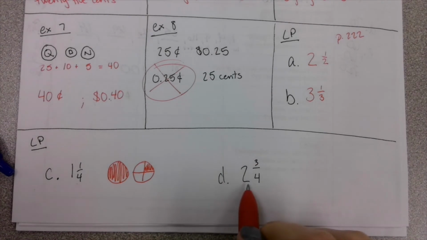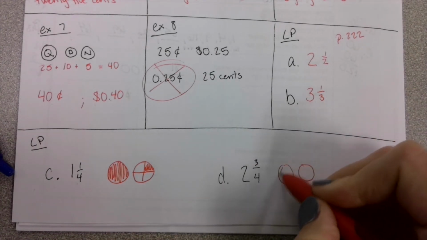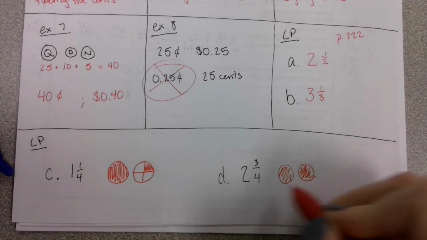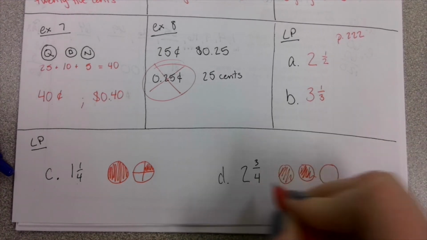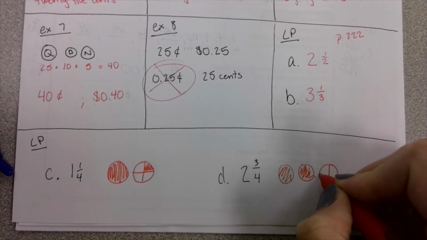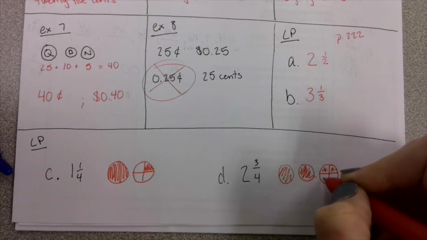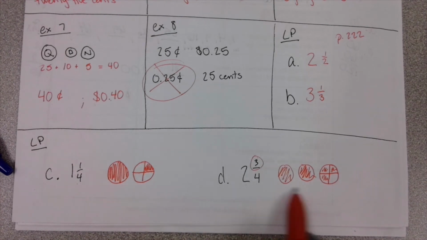Similarly for D, I got to shade 2 completely in, 1, 2. Then I got to draw another one to get 3/4 of it. So that's 2, and then I need to do 3/4 of this last one. So I'm going to divide it into fourths again. This time I'm going to shade 3 of them because 3 is my top number here. Okay, so 2 and 3/4.